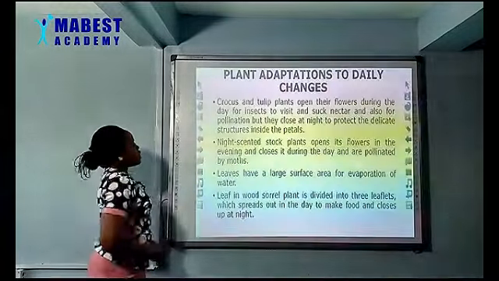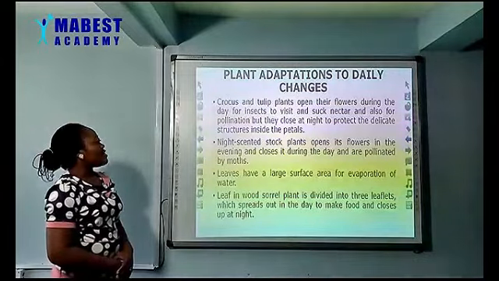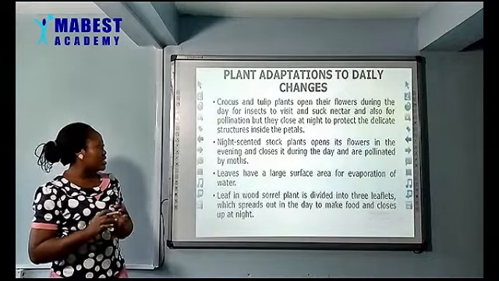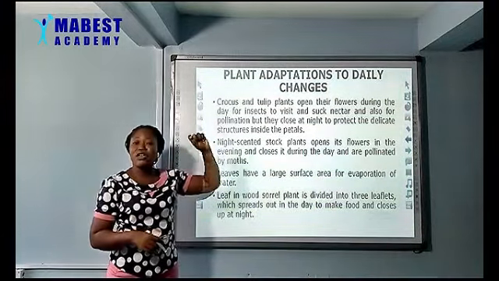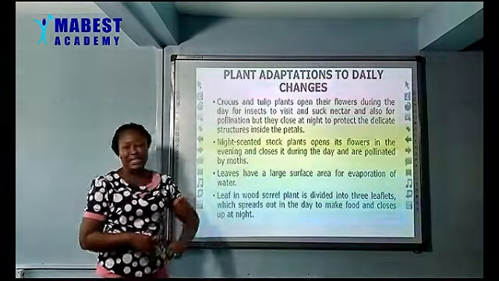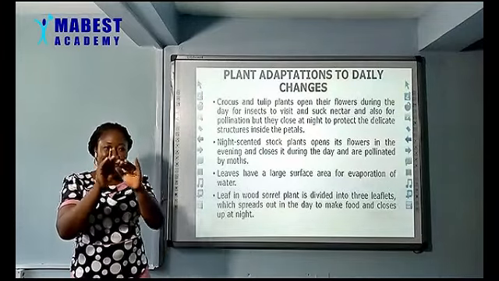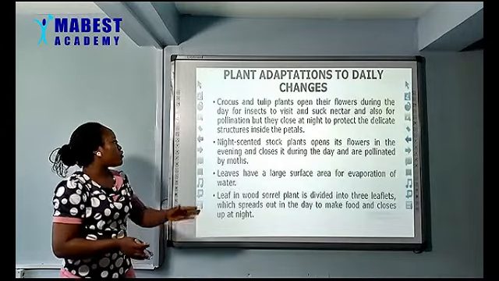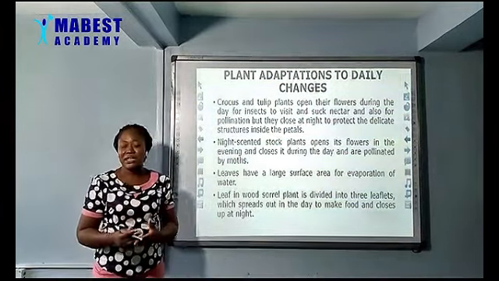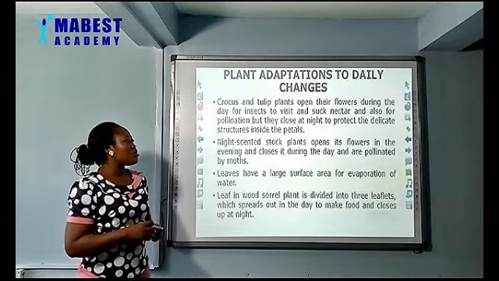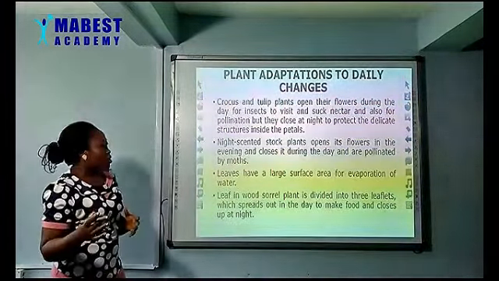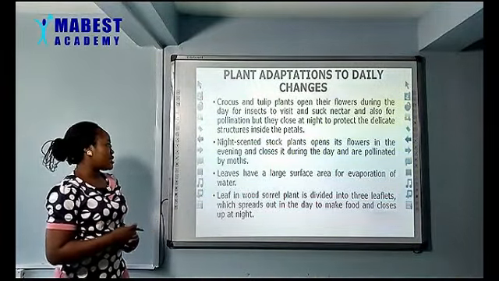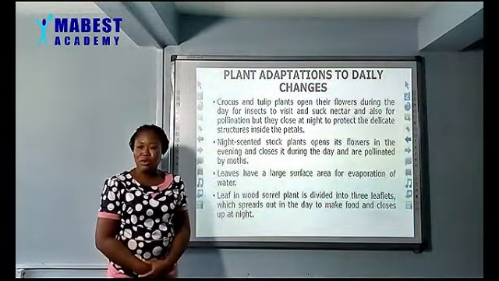Then let's go to the next one. We have night-scented stock plants. They open their flowers not during the day. For crocus and tulip plants, they open their flowers during the day and close them back at night. But night-scented stock plants are very active at night. So in the evening, they open their flowers and in the day, they close them. They are also pollinated by moths.